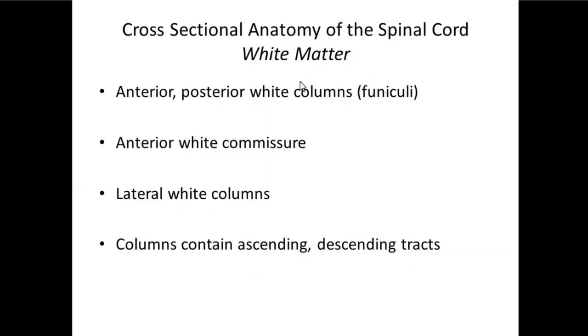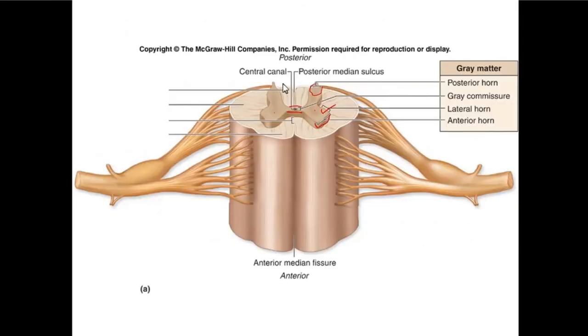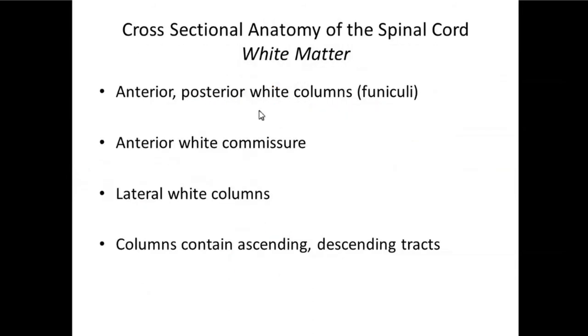Then you have your white matter. So you have gray matter. Again, we're looking at a cross section of the spinal cord. So this is posterior and this is anterior. Okay. White matter. You have columns, anterior and posterior columns, or they call them also funiculi. You have a white commissure also. You have columns laterally.